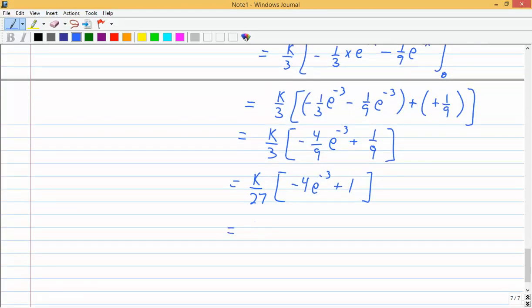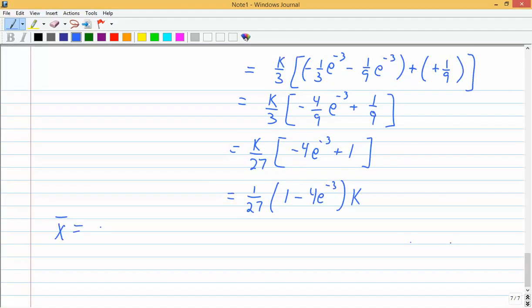So if you were to look this answer up in a textbook, the most simplified form of this answer would be 1 over 27 times 1 minus 4e to the -3 times k. Alright, so we're almost done. Now we just need to figure out our mean x and mean y. So x bar and y bar.